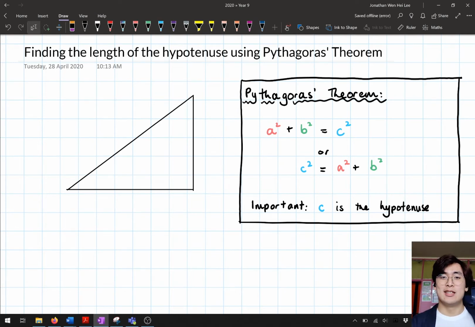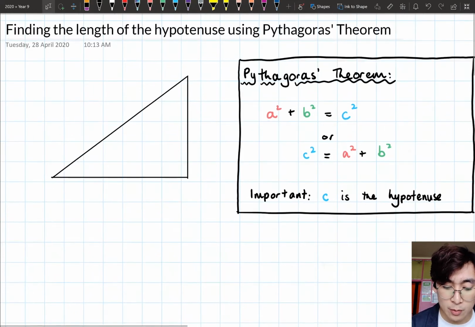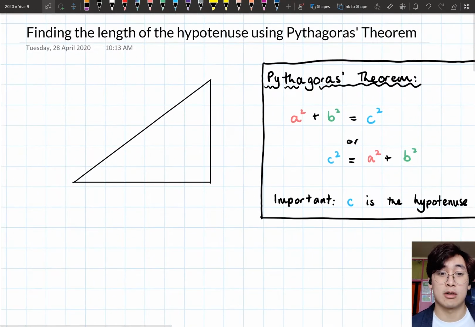Now, in yesterday's lesson, we went through what Pythagoras' theorem told us. So we went through Pythagoras' theorem, which is on the screen here. a squared plus b squared is equal to c squared. And we saw how it related the lengths of the three sides of my right angle triangle. I'm just going to quickly go through that again.